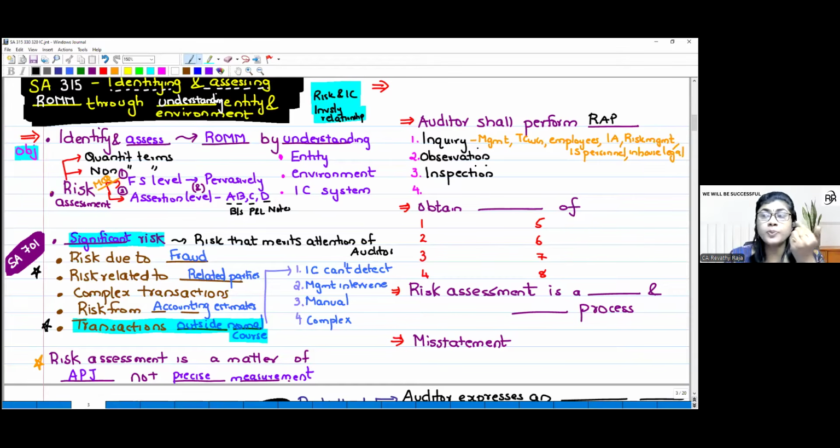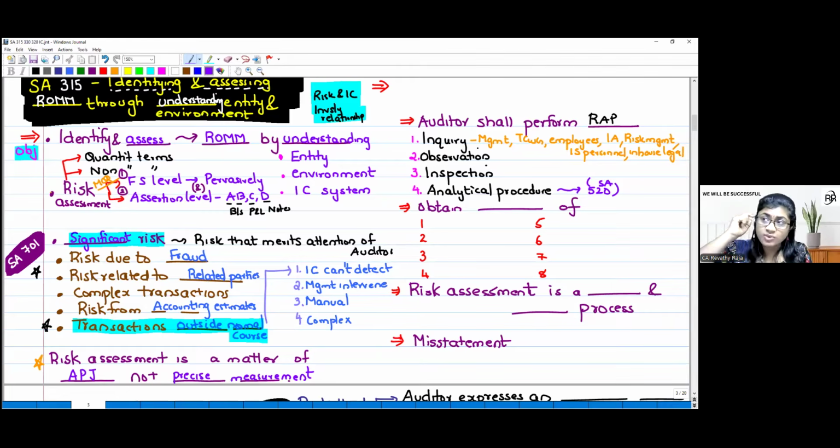After inspection, you will perform comparison. Comparison, you call it as what? Analytical procedure. Any essay came to your mind? In SA 520, haven't we learned analytical procedure is done in how many phases? Since revision, I'm linking. 3 phases: planning, performing, completion.